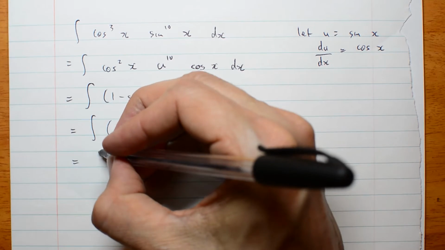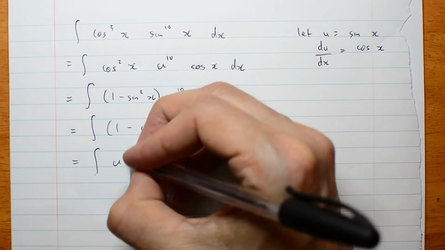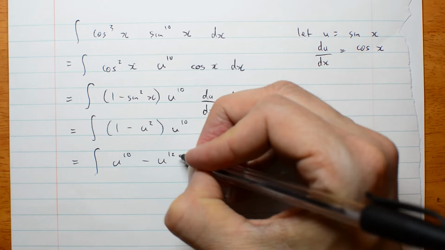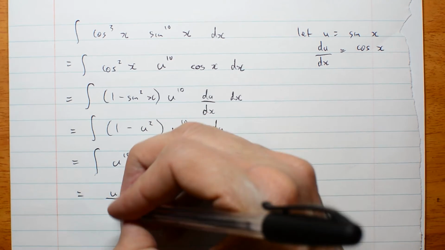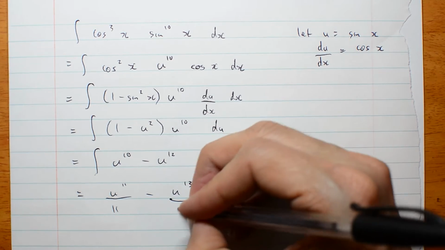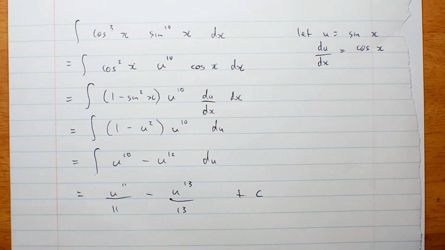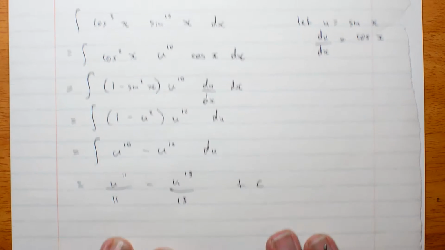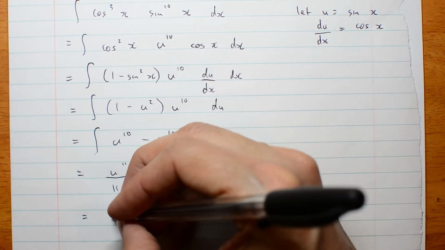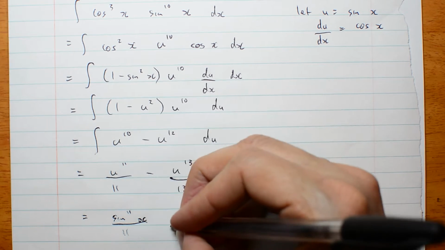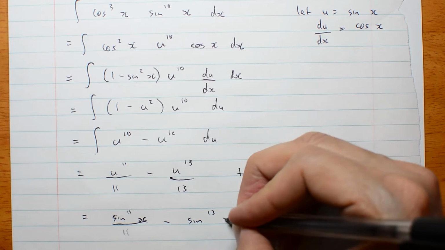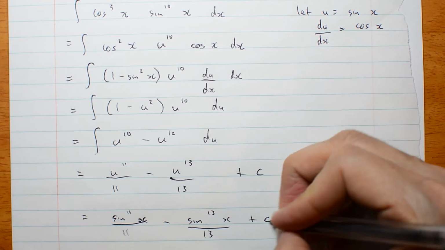Expand the brackets. That becomes u to the 10 minus u to the 12 du, which is u to the 11 on 11 minus u to the 13 on 13 plus constant. Okay, if I've got that far, substitute back in my u being sine x. And I've got sine to the 11x on 11 minus sine to the 13x on 13 plus a constant.